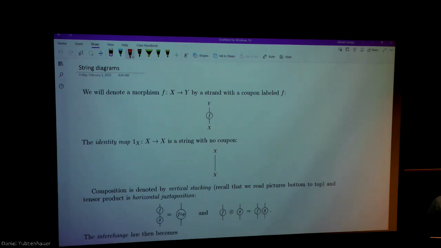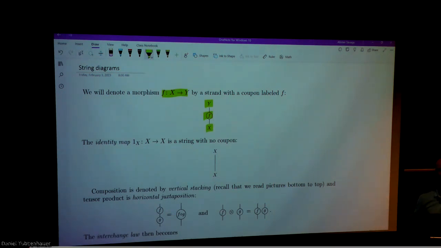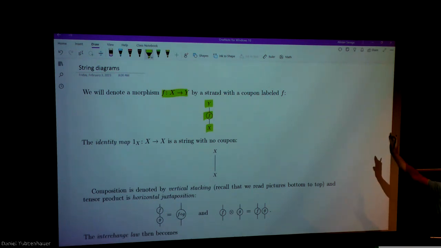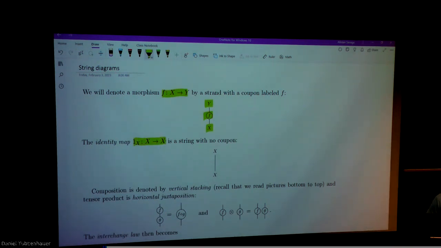Okay, so what is the string diagram formalism, for those who haven't seen it? If we have some morphism F from X to Y, we'll always write the morphism as going up the page. So the domain will be written at the bottom, the codomain will be written at the top. And then we'll have some sort of coupon, or some sort of picture, anything that marks the morphism. So we always think of it as reading up the page. And the identity map, the convention is that you just write this as a string with no decoration, just the identity map next to X.